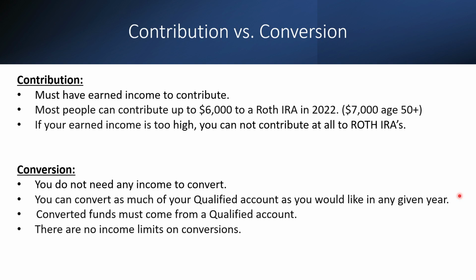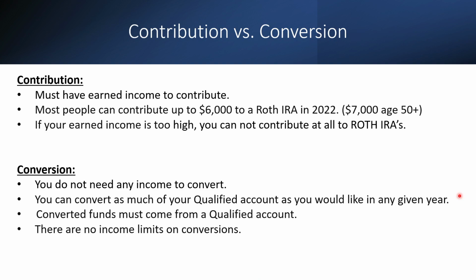So that's why they call it a conversion. You are converting some money from an IRA account into a Roth. So when you do that conversion, say you had a $100,000 IRA and you wanted to take 10,000 out and move it over to your Roth.